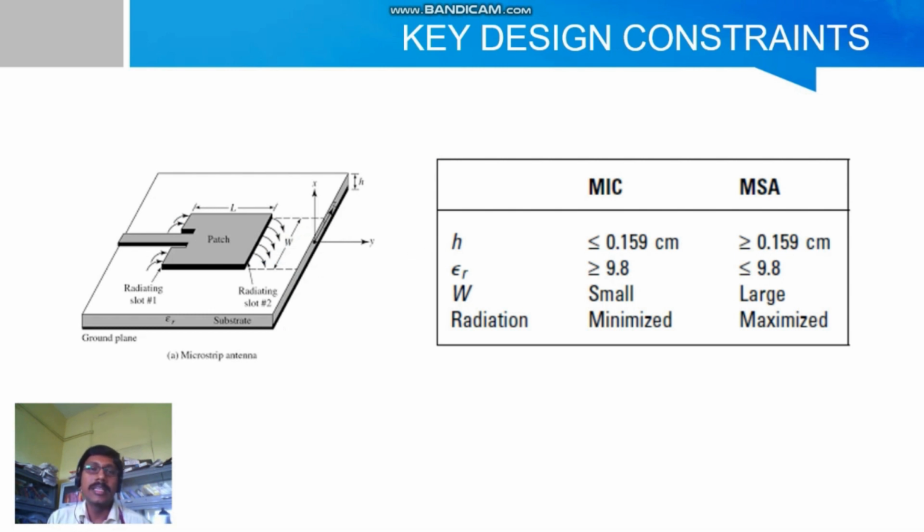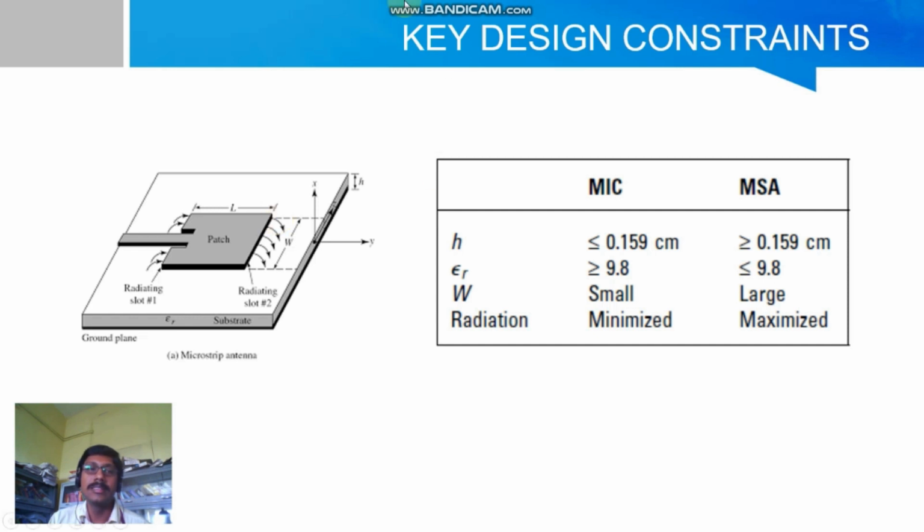Key design constraints. This patch antenna has some constraints on height, dielectric constant, width, and radiation. To radiate, this patch antenna's length and width have to be designed in such a way that it radiates to the free space. Because of the fringing fields, these fields escape to the air, and this escaped radiation forms a small beam pattern which is called the radiation pattern.